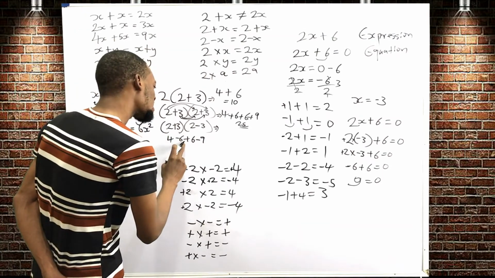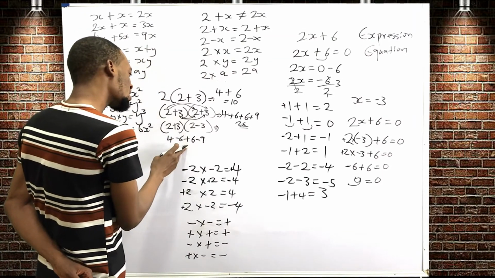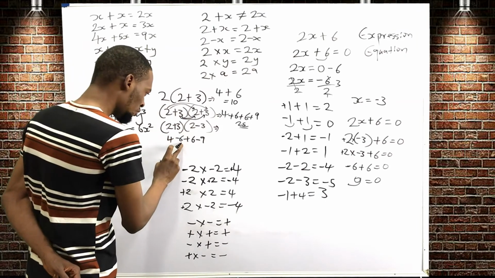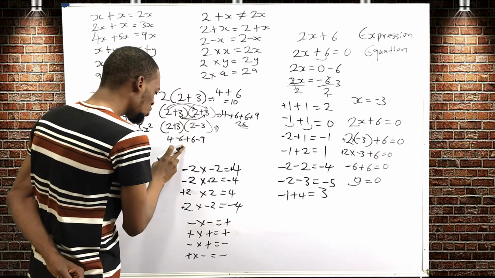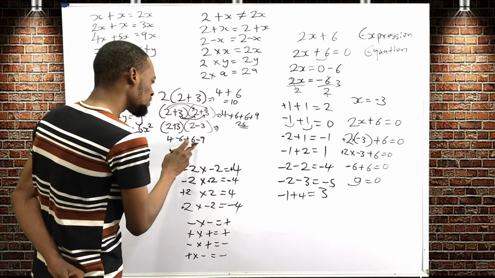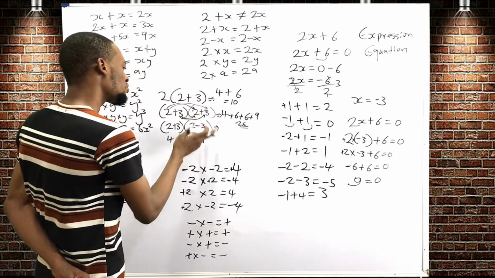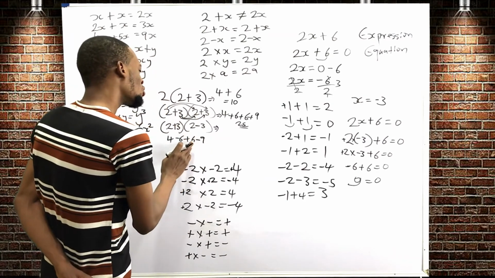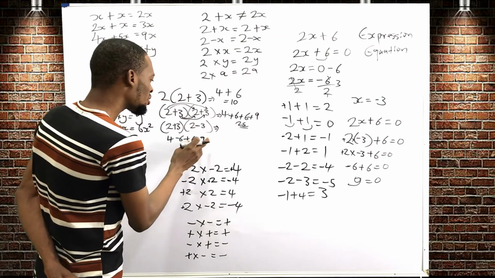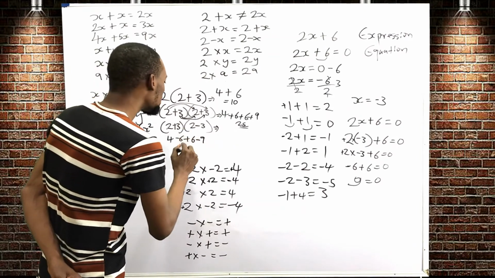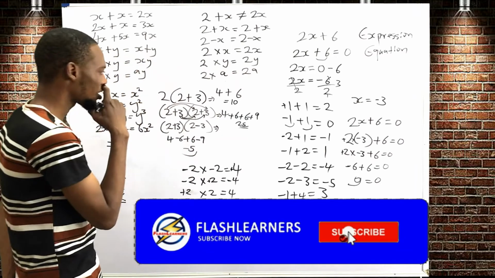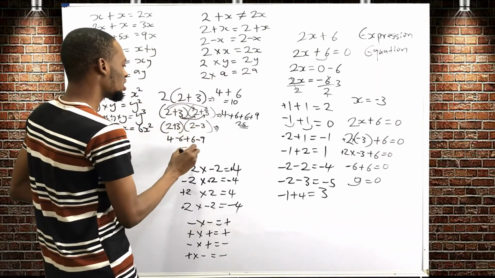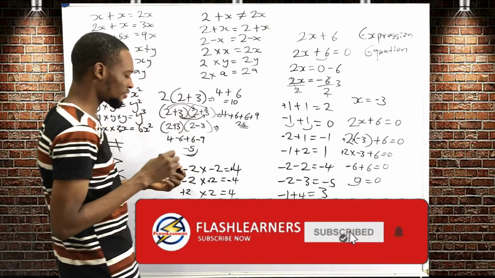4 minus 6, you have 4, you are owing 6. Then you paid 4, you are still owing 2. This will give you minus 2. Minus 2 plus 6 will give you 4. You have 6, you paid 2, you have 4. 4 minus 9, you have 4, and you owe 9, you paid 4, you are still left with minus 5. Now you see that the same numbers, just because of the sign, this gives you 5, this gives you 25.